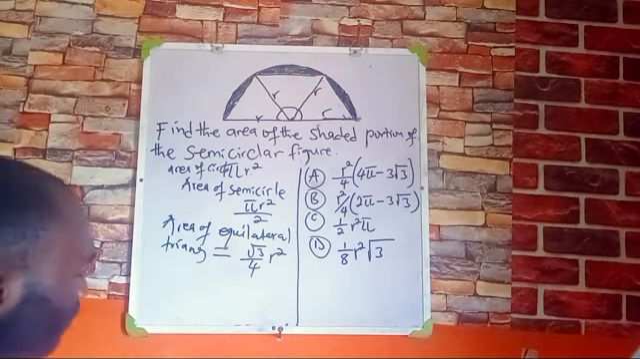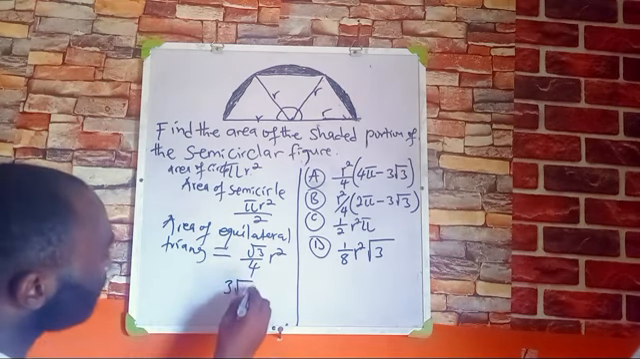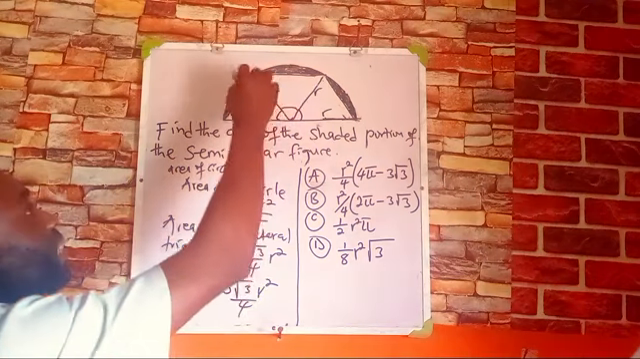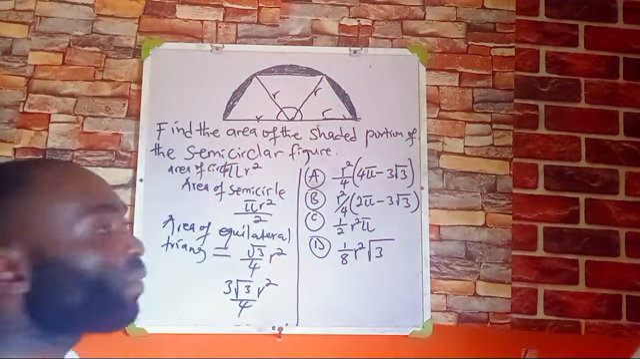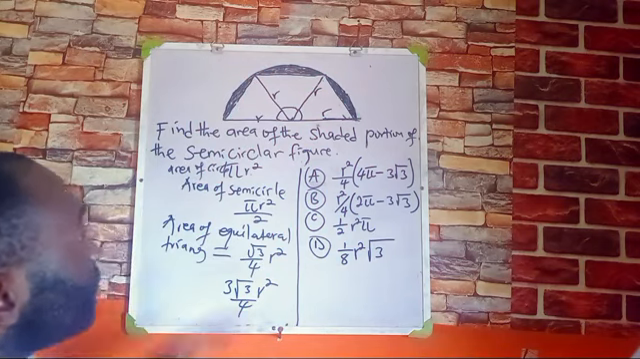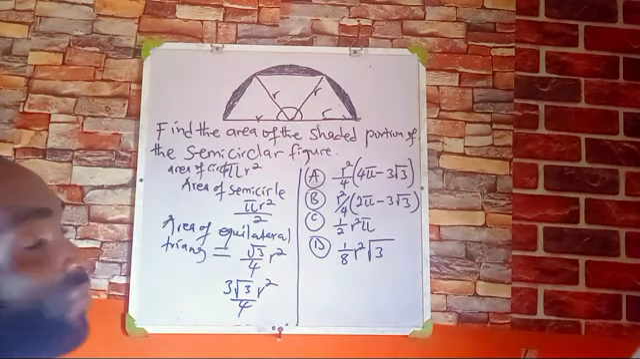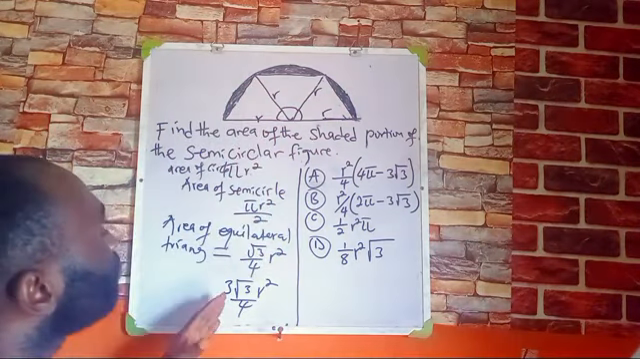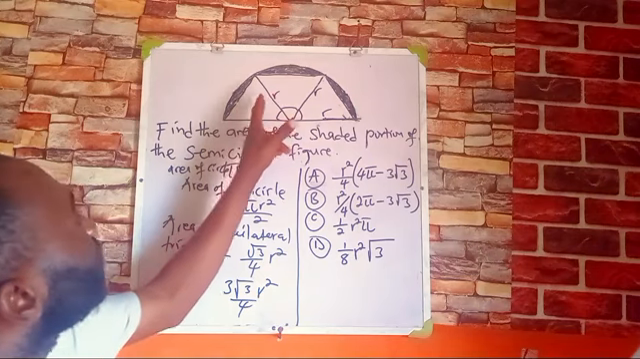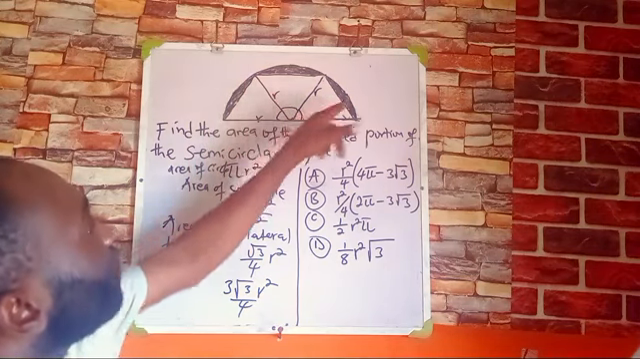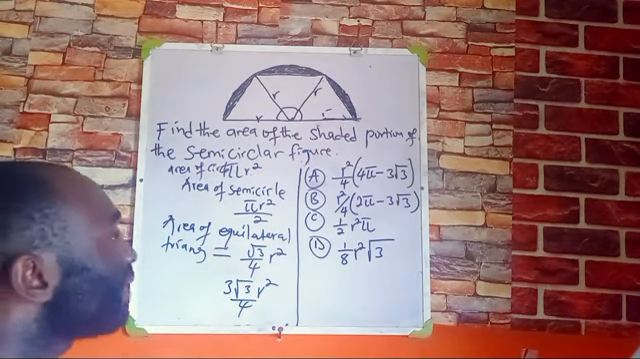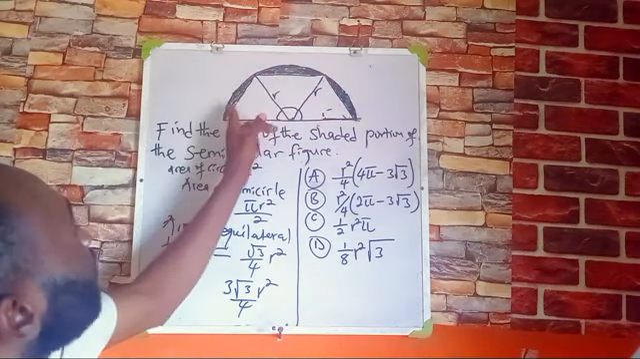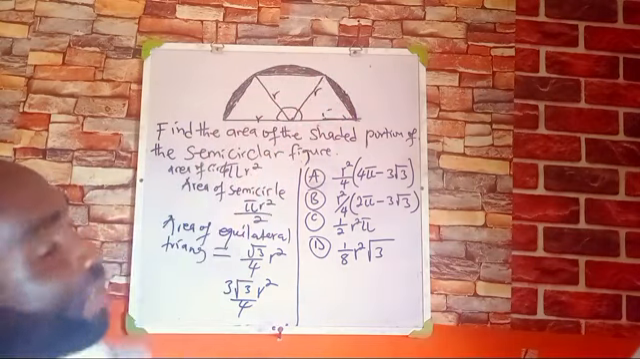But since there are three, we will now say 3 times everything. There are three equilateral triangles here: 1, 2, 3. So for us to find the area of the shaded portion, we are going to remove the area of these three equilateral triangles from the semicircle. It is when we remove this that we will know what is remaining in this semicircle.